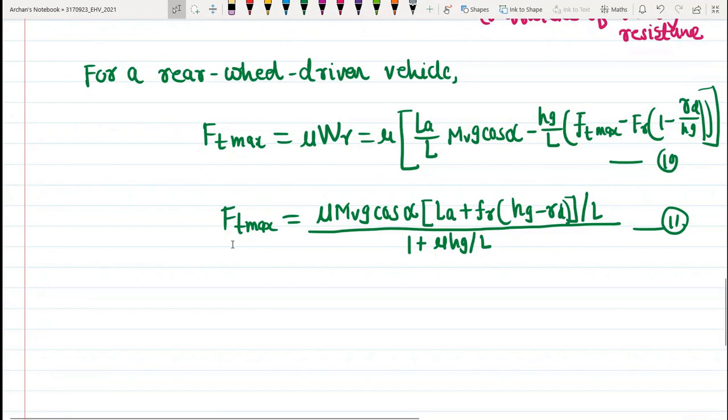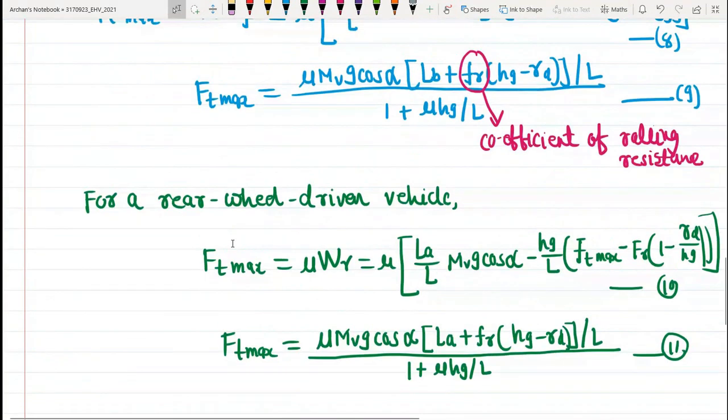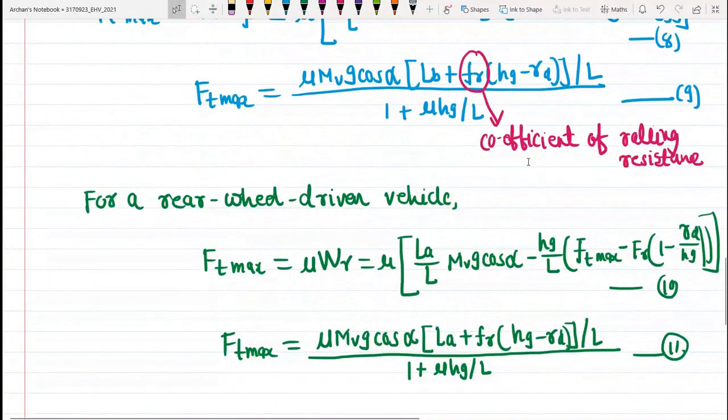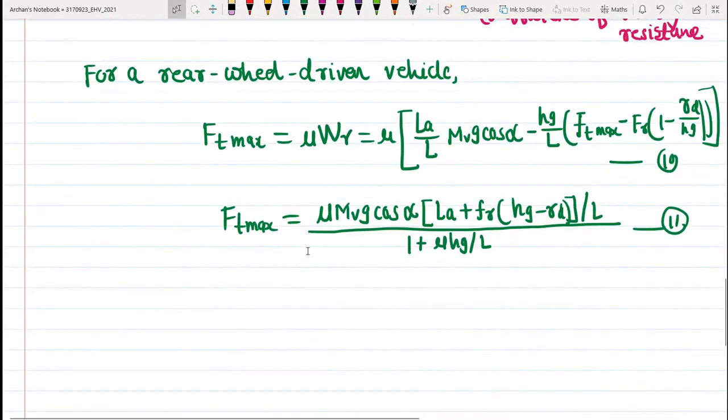So these are the maximum tractive effort when the vehicle is front wheel driven or rear wheel driven. We will be using either equation number 9 or equation number 11 for finding out the maximum tractive effort required for the vehicle, right? So in vehicle operation, the maximum tractive effort on the driven wheels transferred from the power plant through some transmission should not exceed the maximum value that is limited by the tire ground cohesion.